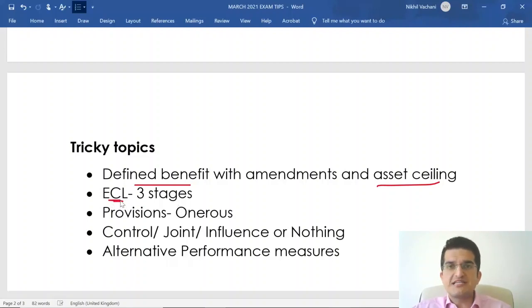Provisions, especially in today's day and age when things are being restructured, when you're breaking contracts, there could be an onerous element of that. So watch out for that. Also, when you're purchasing an entity, there could be elements of how do you know whether it's a subsidiary or JV, an associate, or just a financial asset. It depends on the definition of control, joint control, influence, or none of the above.